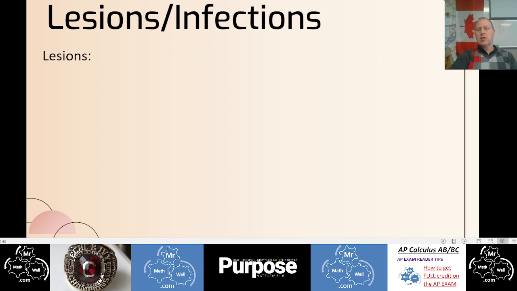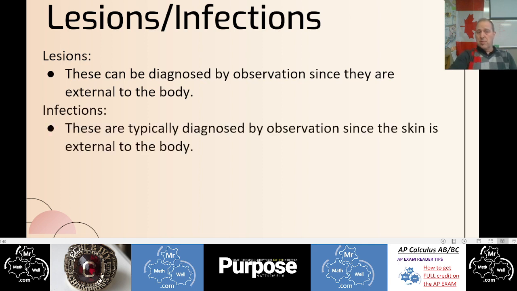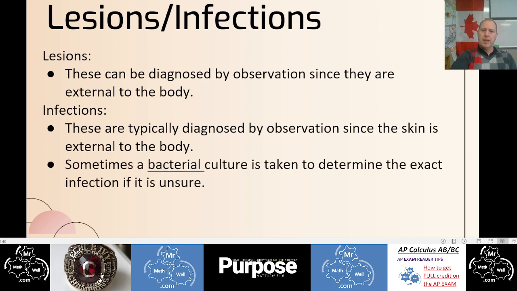All right, so for lesions and infections, lesions are pretty easily diagnosed since they are generally external to the body, okay? So skin lesions, like we talked about, are external to the body, so pretty easy to see, to assess, and to diagnose. Also, infections are typically diagnosed just by observation as well, because if they are on the skin, they are on the surface, you are able to see them, you are able to touch them, and do whatever you need to do to examine and to diagnose infections as well.